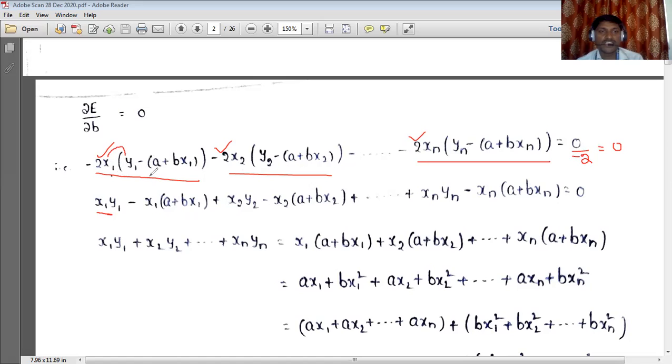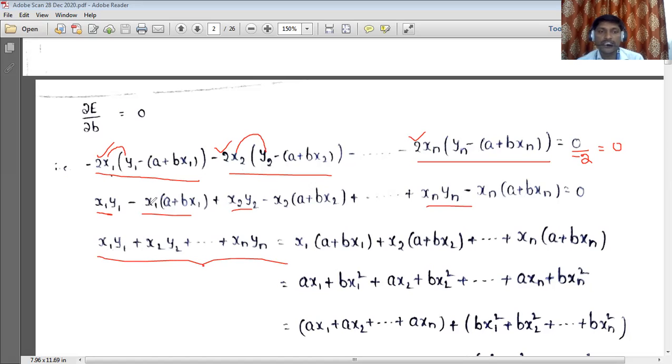If you multiply that, see here, x1 into y1 is the first term, next minus x1 into (a plus bx1), next x2 into y2, and minus x2 into (a plus bx2), and next xn yn, and minus xn into (a plus bxn). Now x1 y1, x2 y2, and so on up to xn yn, we wrote on the left side, and we are taking the rest of all the terms to the right hand side.